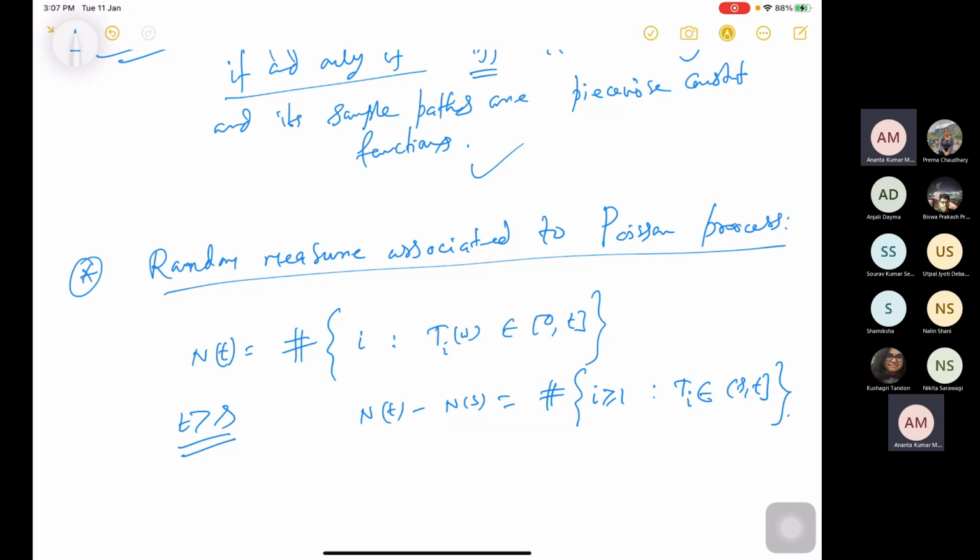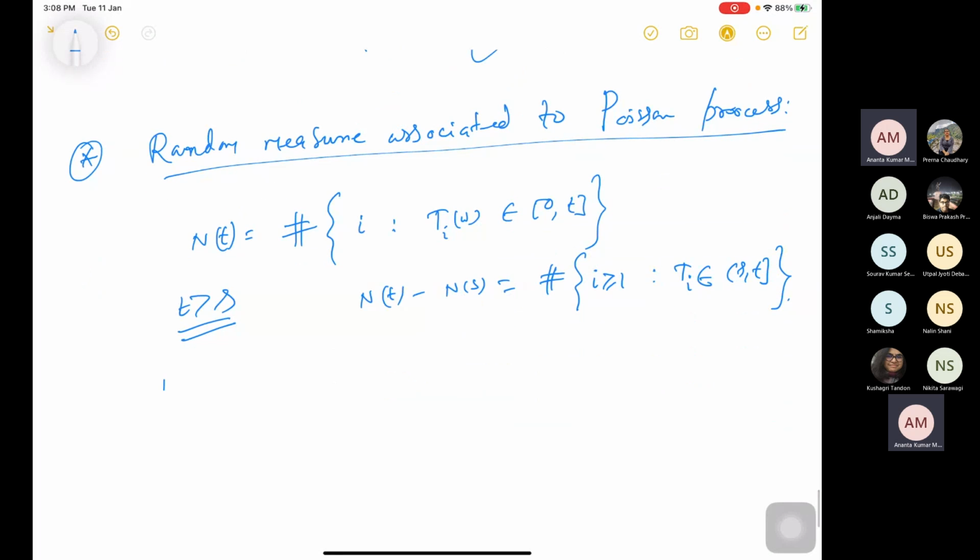So T1, T2, T3, T4 and so on form a random configuration of points on 0 to infinity, because they are positive. The Poisson process counts the number of such points in the interval 0 to t. So this counting process defines a measure on R plus.